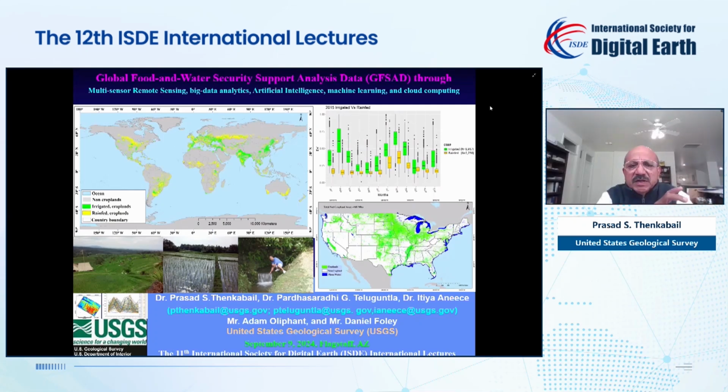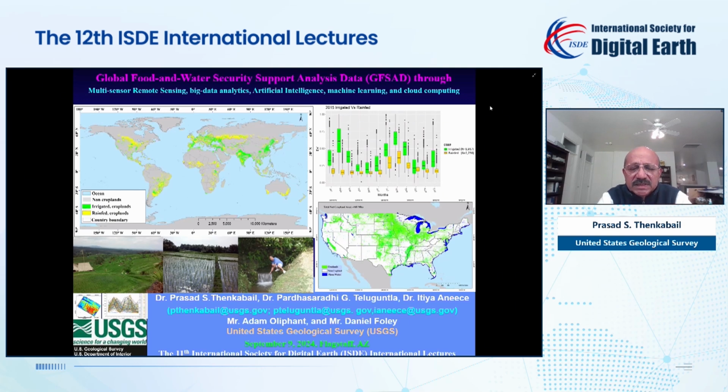So there will be three parts to this lecture, and the first part will be on global food and water security support analysis data through multi-sensor remote sensing. That is, we are using various different types of remote sensing data that include Landsat, Sentinel, and other data. And of course, all the methods and procedures involved in big data analysis.